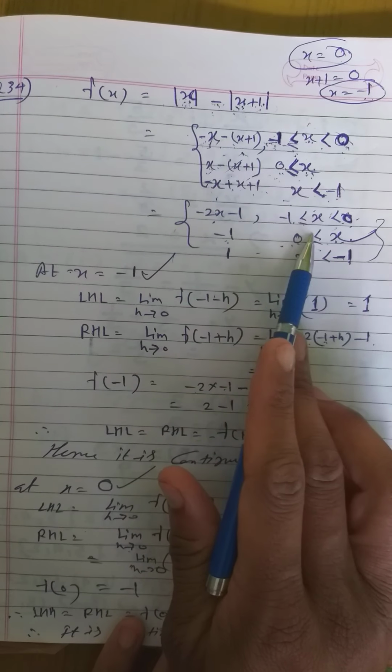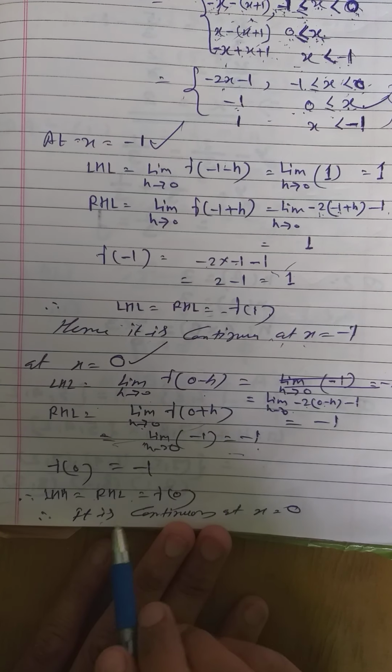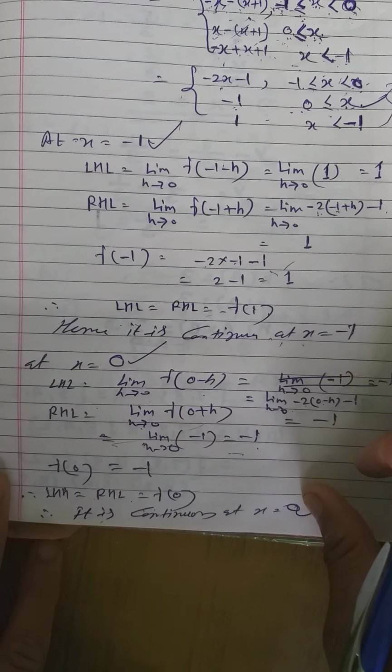At x equal to 0, left hand limit, h tends to 0, f(0 minus h) equal to, you will get minus 1. Right hand limit is also minus 1, value of the function is minus 1. Since left hand limit equal to right hand limit equal to value of the function, therefore it is continuous at x equal to 0. Hence the given function is continuous.